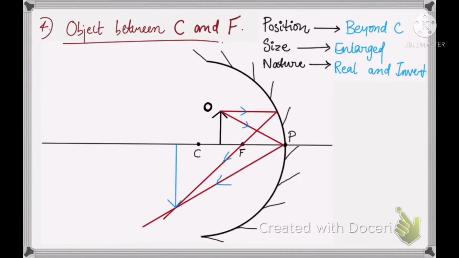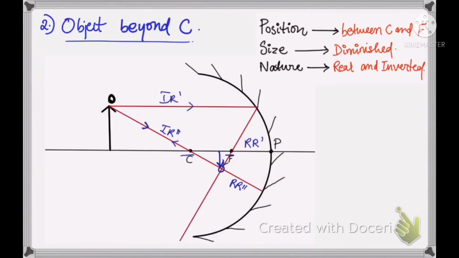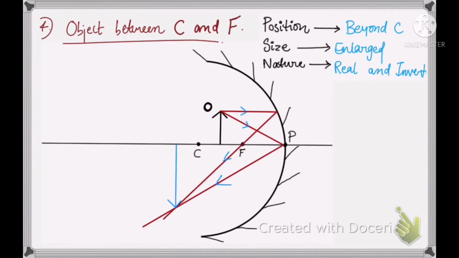Yeah. So now what can you tell me about the size of the image? Is it same, diminished, or is it bigger? Yes, it is bigger, so we can say that the image is enlarged. And where's the formation? It is beyond C. So do you notice one thing? When we kept the object beyond C, the image was formed in between C and F. And now when we are keeping the object between C and F, the image is formed beyond C. So yes, here the conditions are kind of opposite to each other, which are easy to remember. And now can you tell me about the nature? Yeah, again it is real and inverted.